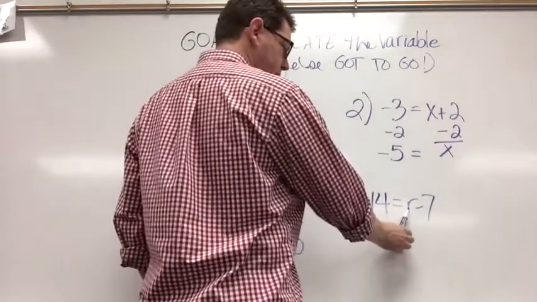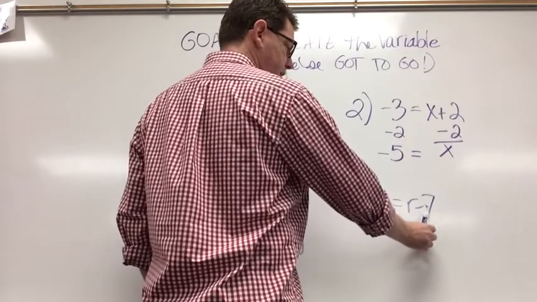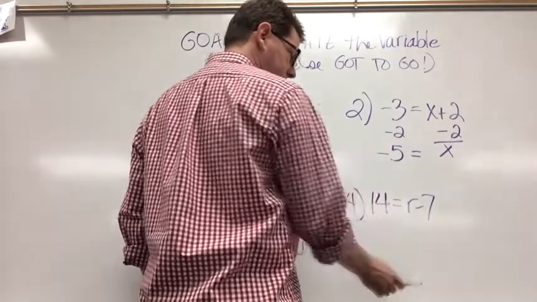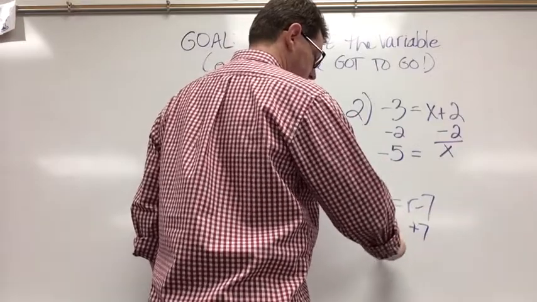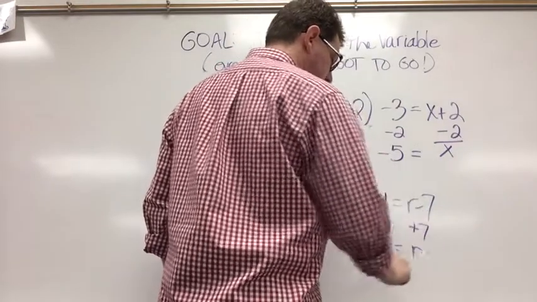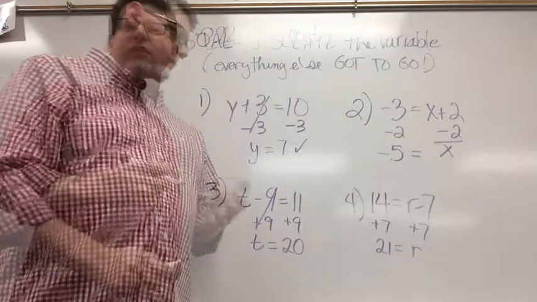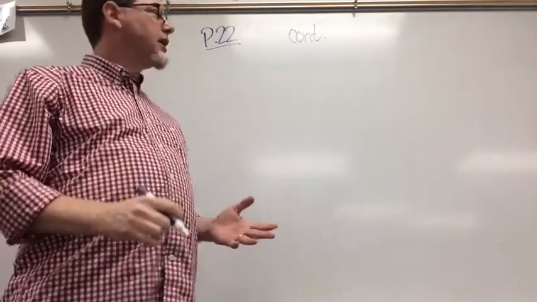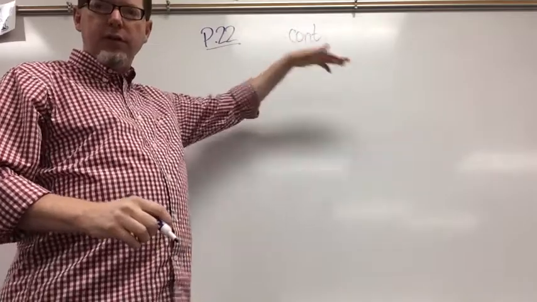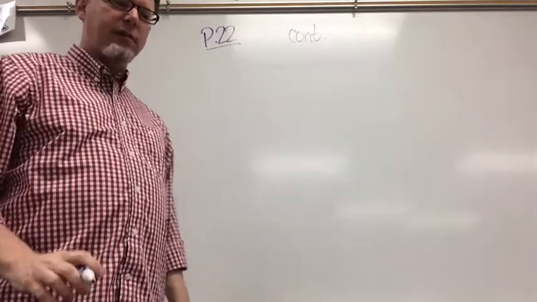Since r is our variable, we need to isolate it. That means we need to do the opposite of minus 7, which is plus 7 on both sides. So 21 equals r. Even though you may have space on page 21, let's go ahead and flip to page 22, and we're going to write "continued" at the top because we're continuing to talk about solving one-step equations.